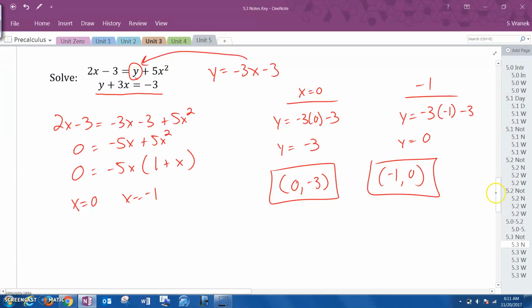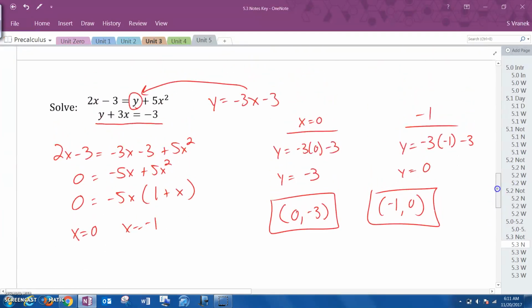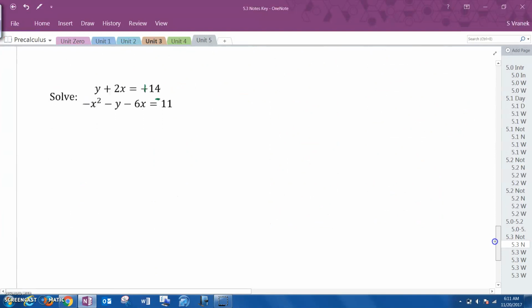Alright, one more, and then we're done. Alright, you can pause it if you needed to go back and see that. Now, please make a note here. This problem was messed up when I first typed it up, so hopefully you guys have the correct note sheet. It should be y plus 2x equals positive 14, and the 11 should be negative.